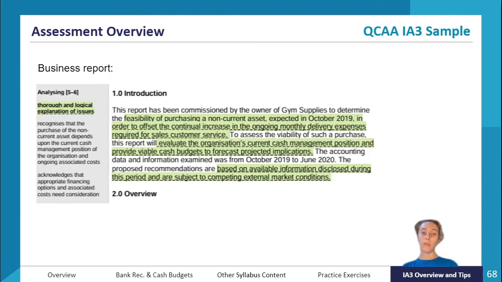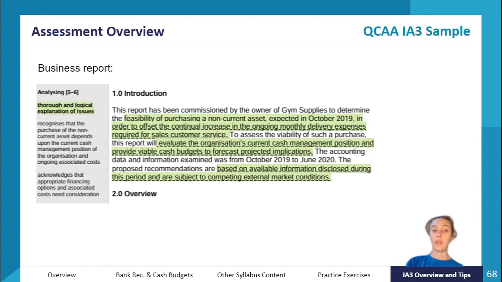So this report will evaluate the organization's current cash management position and provide viable cash budgets to forecast projected implications. So that is where we're looking at our what-if cash budgets. So the accounting data and information was examined from October 2019 to June 2020. It's always really important to mention dates so it's clear what it is you are talking about.